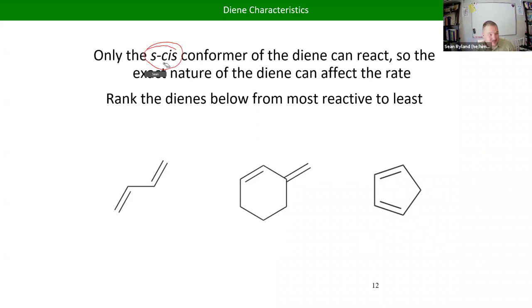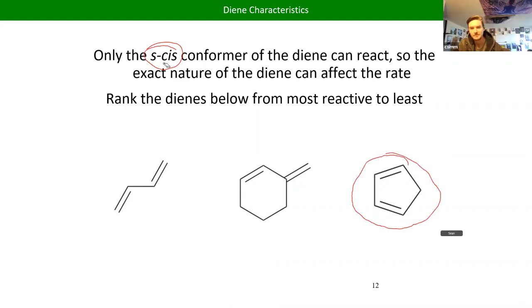So that s-cis conformer is the reactive form, and the structure of the diene can actually tell us how reactive it is. So which of these compounds would we expect to be the most reactive? I'll give you a hint. It's the one that spends the most time in the s-cis shape. Which one of these is going to spend the most time as the s-cis conformer? It has to be that one, right? That one is going to spend 100% of its time in the s-cis conformation. By definition, basically, right? It's stuck in that ring structure, which forces the pi bonds to be pointing the right direction.